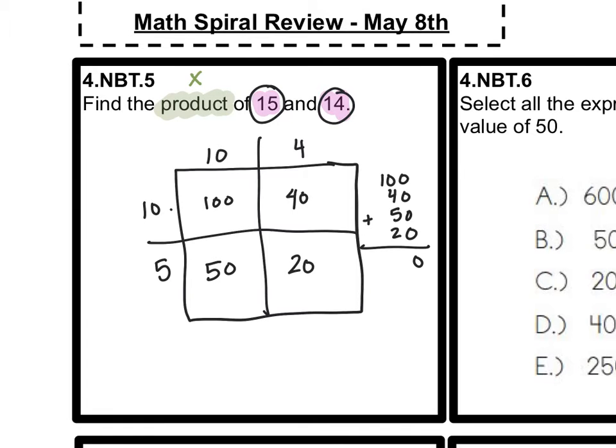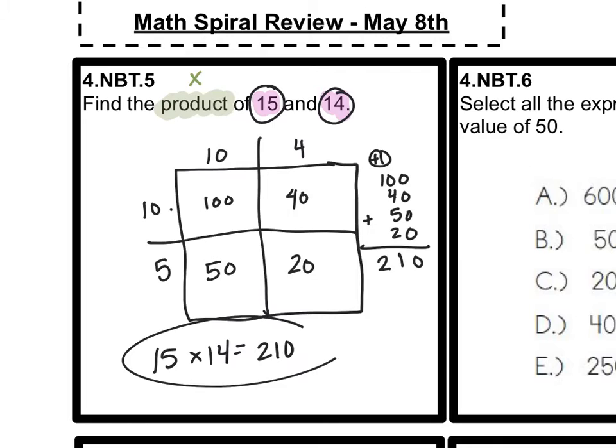And 0 in the ones place. 5 plus 4 is 9, plus 2 is going to be 11. Put down the 1, regroup my 1 here. 1 plus 1 is 2. So my answer to 15 times 14 is going to be 210.